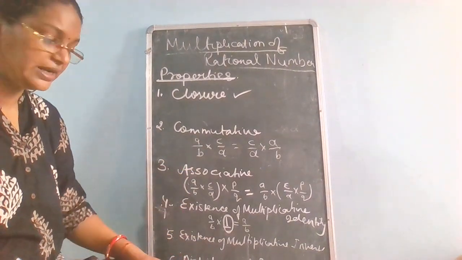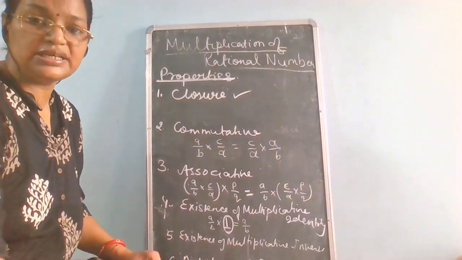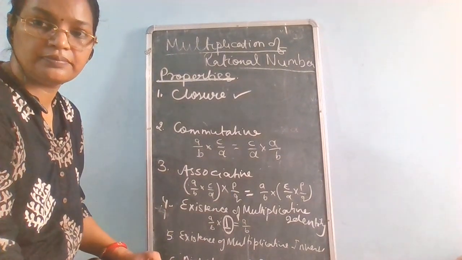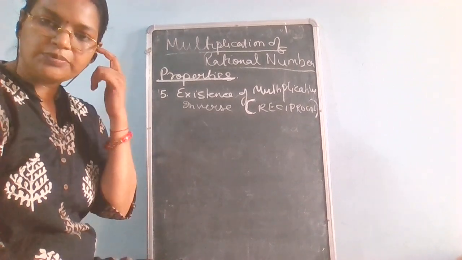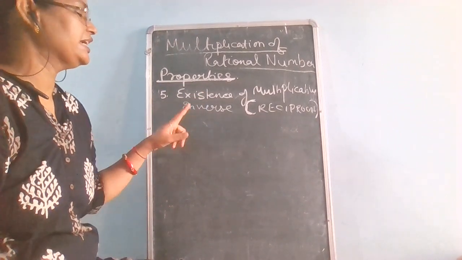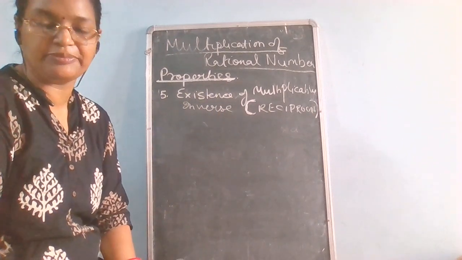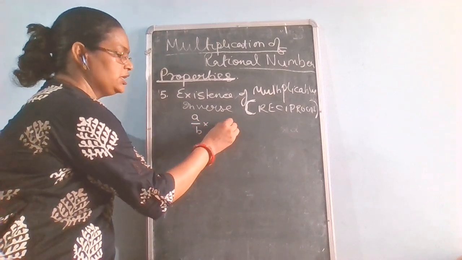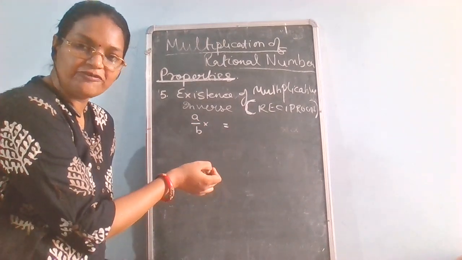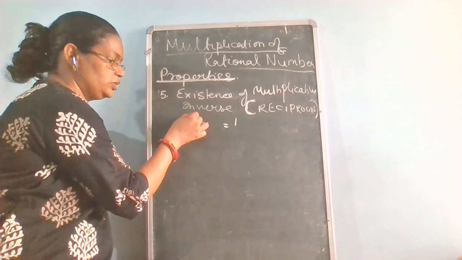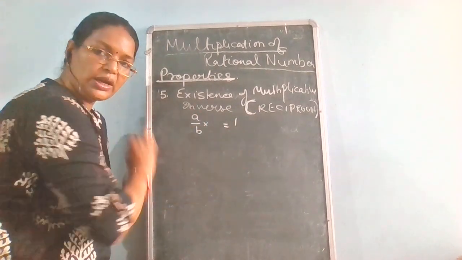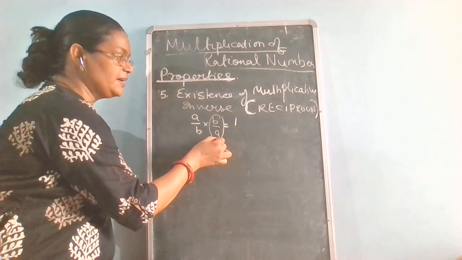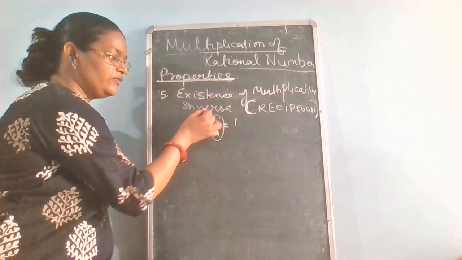And existence of multiplicative inverse. The next property is existence of multiplicative inverse. Yes, children, the next property is existence of multiplicative inverse, that is also known as the reciprocal. In a by b, what I should multiply to get the identity of multiplication, that is 1? So it is b by a. So this b by a is known as the multiplicative inverse of a by b.